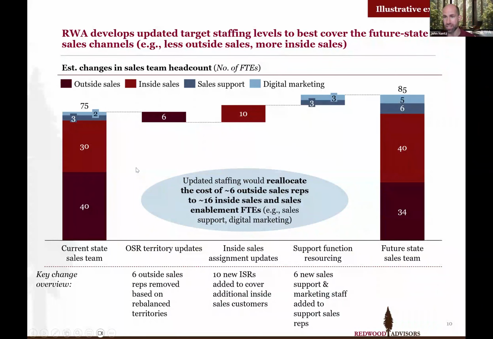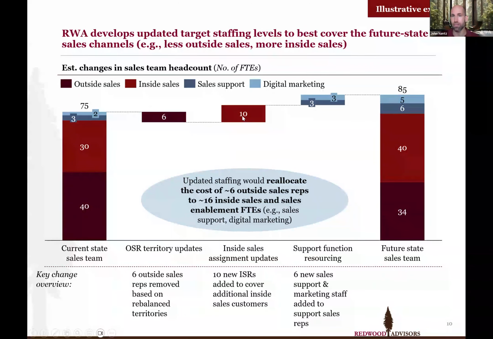After you've done all of this, and I'm skipping some steps here, a lot of times there are changes that we want to make in our go-to-market organization. So in this case, we were working with a client at 75 roles in the organization: 40 outside, 30 inside, 3 sales support, and 2 digital marketing, excuse me. And then we did all this analytics that we walked you through briefly. And what we found is that the future state was going to look different. We needed 6 less OSRs.